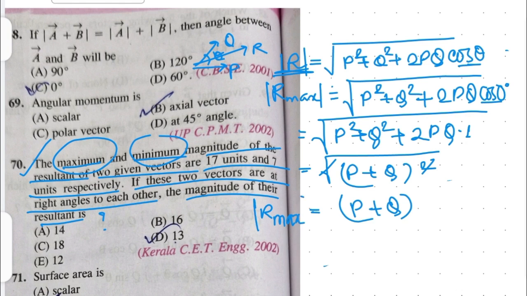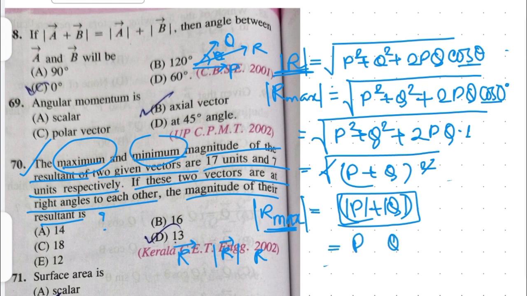So always the maximum magnitude of any resultant of any two vectors will be the sum of the magnitudes of these two vectors. These are obviously the magnitudes of those vectors. If R is a vector, then its magnitude is expressed as R vector or simply a single R. Now they are written only like P and Q. This means the magnitudes of those two vectors. The addition of those two magnitudes will give us the maximum value.